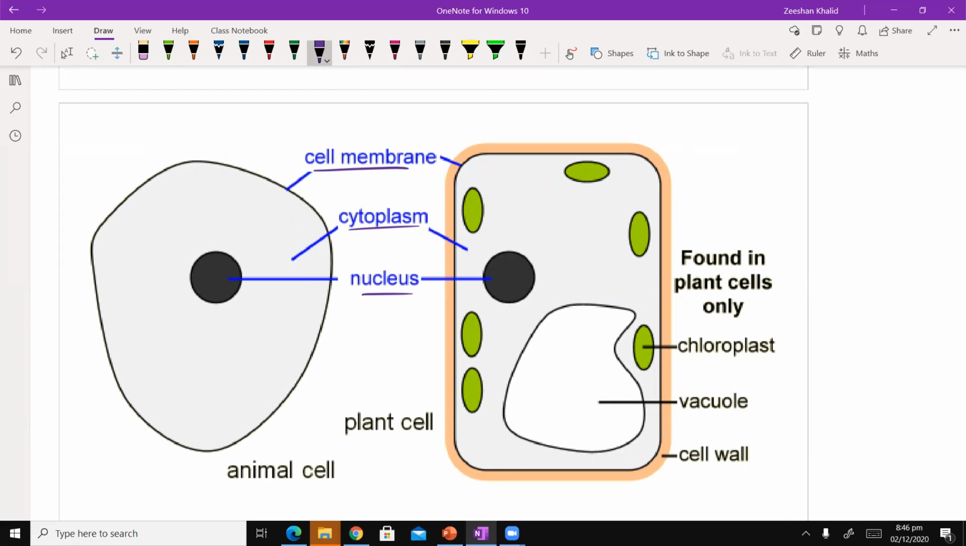What stands out are the following three things: chloroplast, only specific to plant cells; vacuole, only specific to plant cells; and cell wall, only specific to plant cells. Okay.